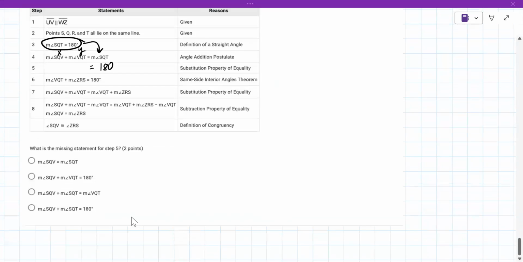So it looks like it's either this one or this one, but it's the same letters. All they're doing is putting it in one place. So it's SQV plus measure VQT. So it would be that one, because the other one is just SQT. So, yeah, all right.